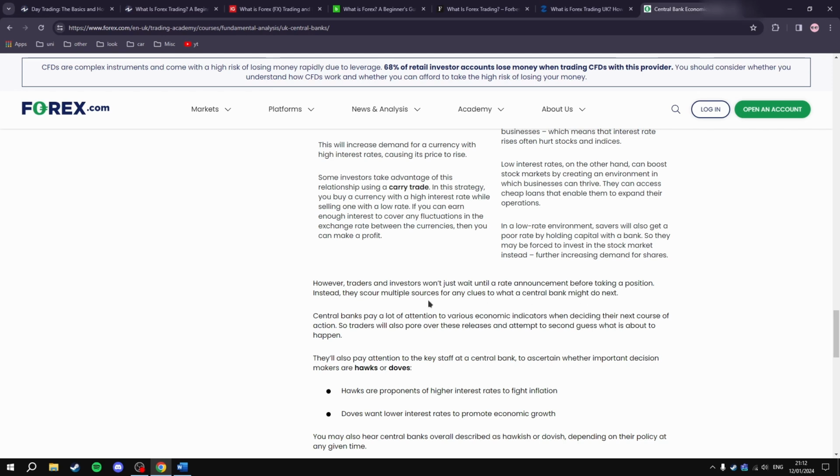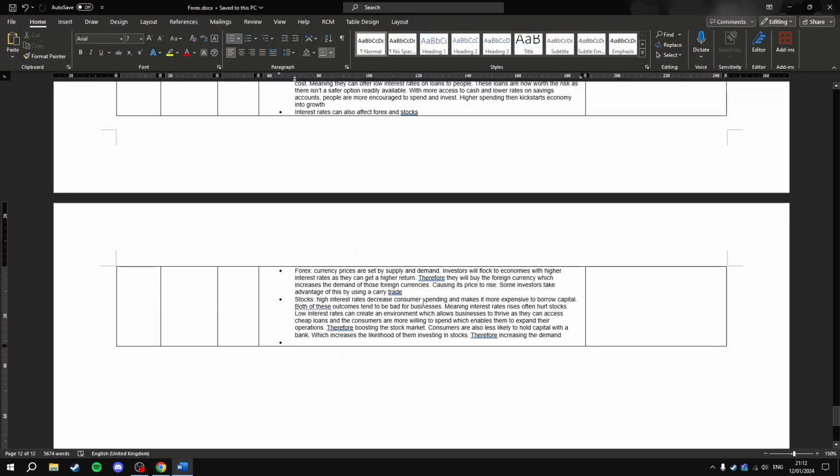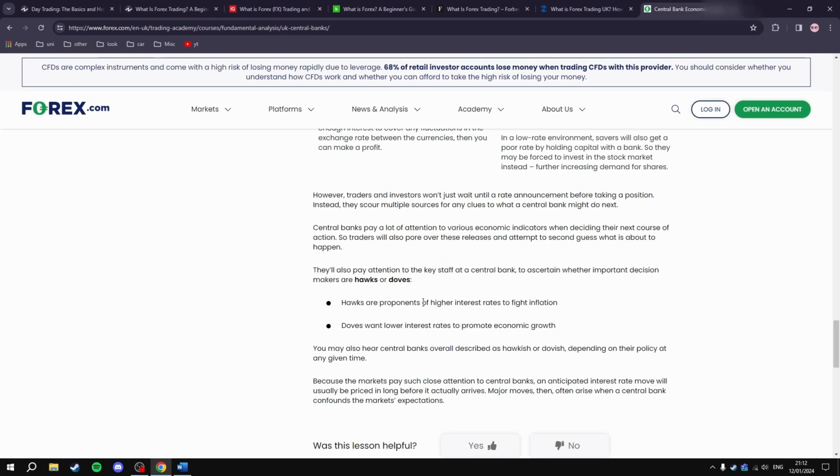However, traders and investors won't wait just until a rate announcement before taking position. Instead, they scour multiple sources for any clues to what a central bank might do next. Central banks pay a lot of attention to various economic indicators when deciding their next course of action. So traders will also pore over these releases and attempt to second guess what's about to happen. They will also pay attention to the key staff at central banks to ascertain whether important decision makers are hawks or doves.